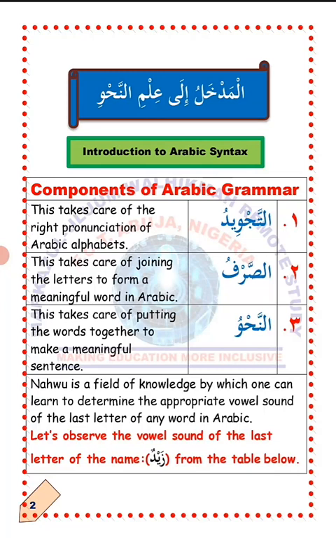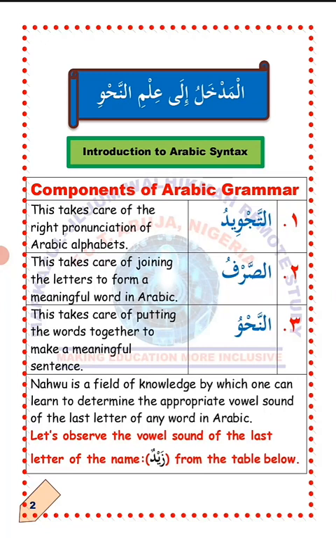Number two, as-sarf, morphology. This is the component of Arabic grammar that teaches word derivation, how to derive different words for different meanings. So this part of Arabic grammar is called as-sarf, morphology.